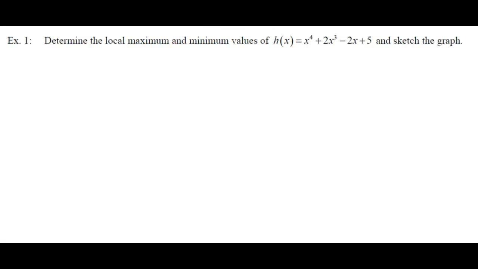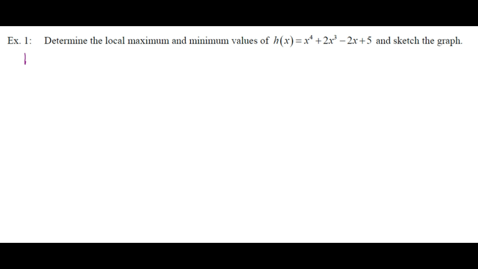Determine the local maximum and minimum values of h of x is equal to x to the fourth plus 2x cubed minus 2x plus 5 and sketch the graph. Okay, so we know it's a quartic. We know that it opens which way? It opens up, okay? And therefore it's going to have at least one absolute minimum, right? But there could be more. And without drawing it, how do we figure out what this thing looks like? Well, we just do what we've been doing, right?